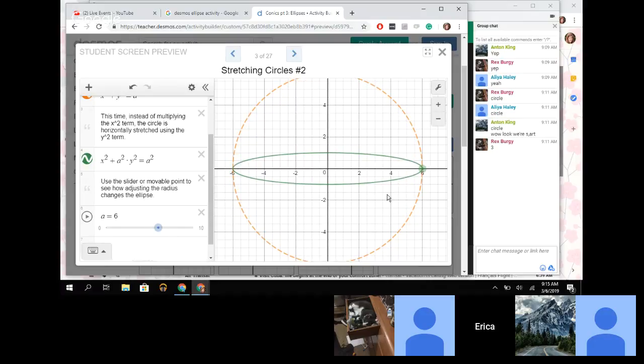Your circle has a radius of 6, and then if you multiply the y squared term by whatever your radius squared is, then your ellipse also has, it's not really a radius, but it is similar to a radius of 6. So this is just kind of intro. How do we see ellipses?